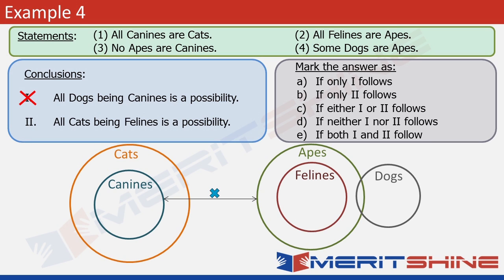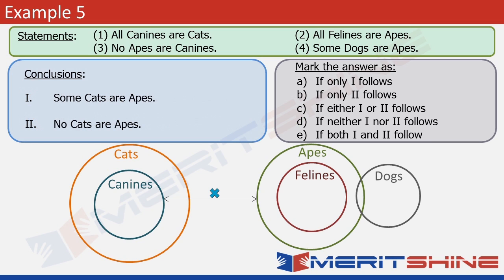All cats being felines is a possibility. This again is very similar. All the felines are apes, and canines and apes are disjoint sets. Since all canines are cats, those cats that are canines cannot be apes, and therefore all cats that are canines cannot be felines, since all felines are contained within apes only. So it means that this conclusion does not follow. So both 1 and 2 do not follow. So the answer in this case would be option D, if neither 1 nor 2 follows.